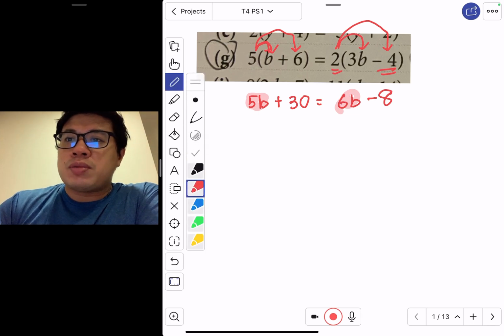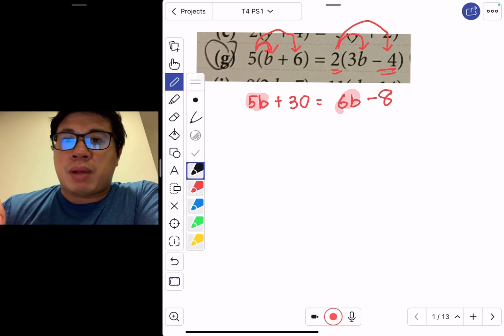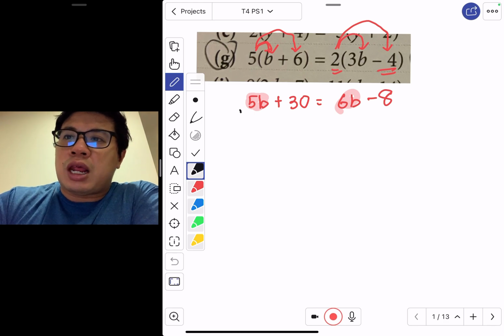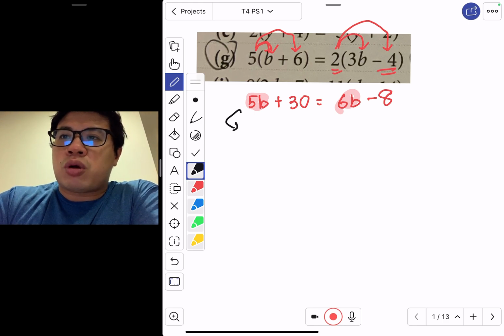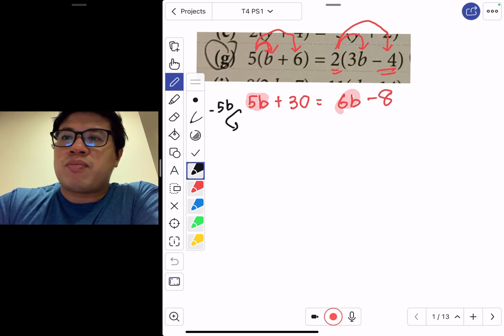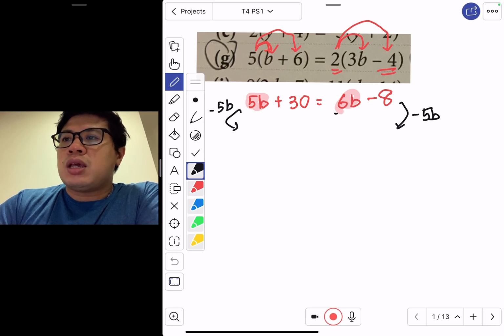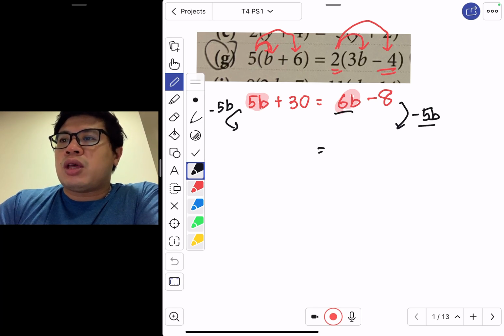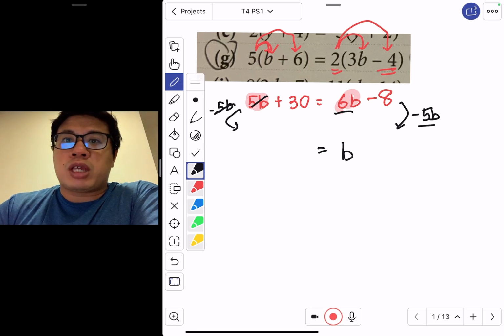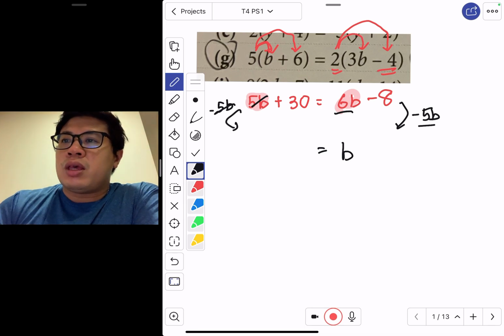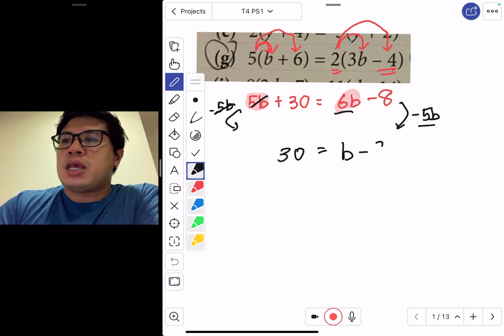So instead of subtracting both sides by 6b, the trick I do is to subtract both sides by 5b. I subtract both sides by 5b, and 6b minus 5b gives me b on the right. 5b minus 5b cancels off the 5b on the left. So now I have b equals 30 minus 8.